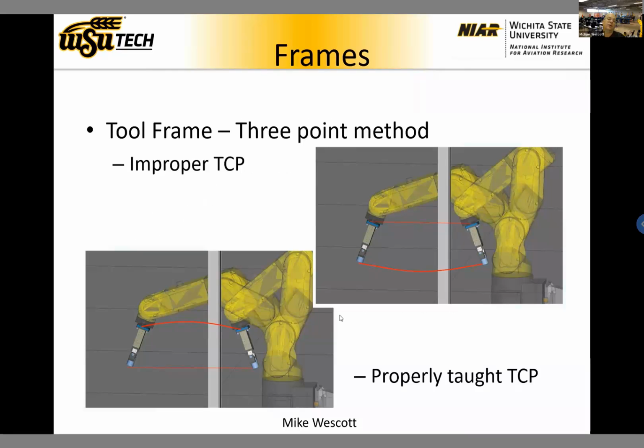Okay, so for the tool frame, there are 2 different examples here. One's properly calibrated, one's improperly calibrated. The one up in the top right corner here is improperly calibrated. You can see that the tool flange moves in a linear direction when you do a linear move, and then you make an arc motion at the end of the tool here. With the properly taught TCP, however, the tip of the tool will be what moves in a linear fashion from point to point when you're doing a move L or some form of linear jog.